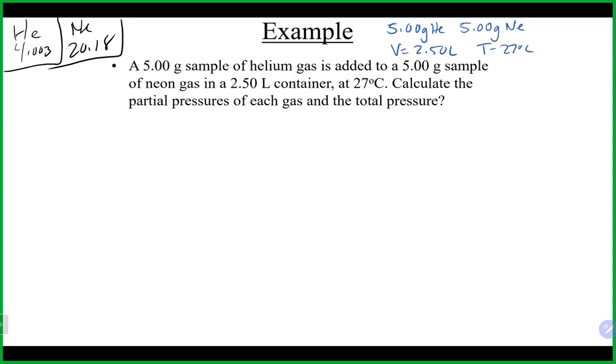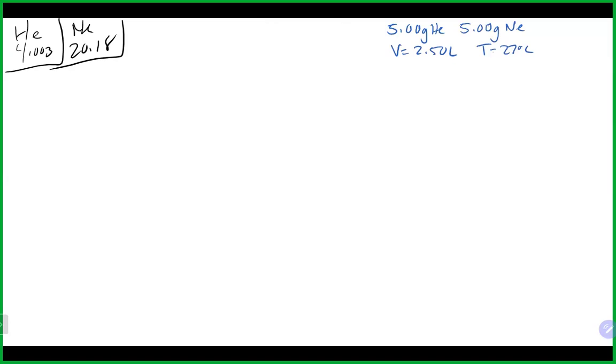Okay, so let's take a look. In this case, we have a container that has both of these gases in it, and we want to find the partial pressures of each. So really, we're going to use our ideal gas law and solve for P. We're just going to do it twice, once for each gas. Even though they're in there together, in an ideal situation it really doesn't matter. You could think that they're in there by themselves.